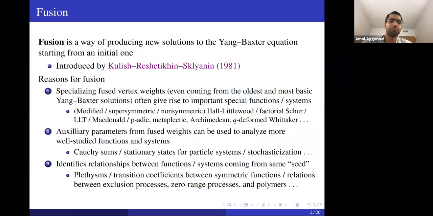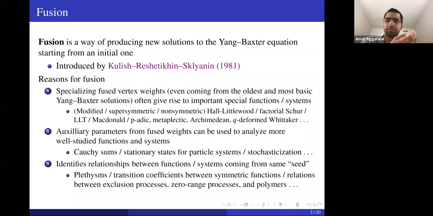There are a number of reasons why one would want to fuse. We all know the power of having solutions to the Yang-Baxter equation. But the point is that even if I take the oldest, most basic solutions to the Yang-Baxter equation, 30-year-old, 35-year-old solutions, the weights that I get from just applying the fusion procedure to them often give rise to very important and well-studied special functions or probabilistic systems, that a lot of members of the audience still study today.